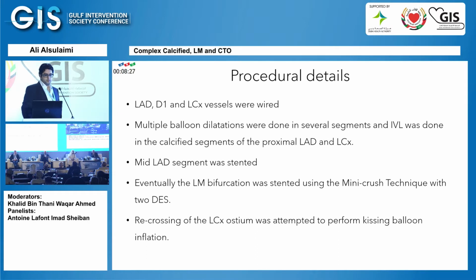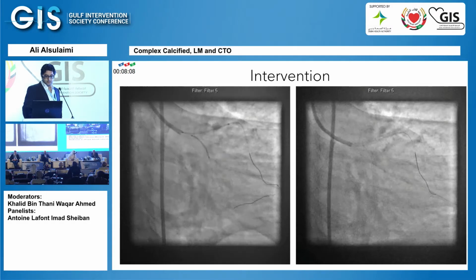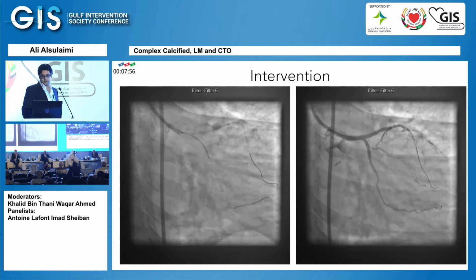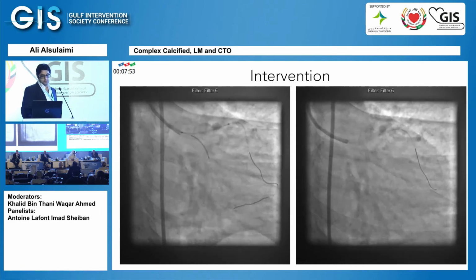And then we proceeded with stenting of the mid LAD segment. Eventually, the bifurcation was stented using the mini crush technique with 2 drug-eluting stents. And then we attempted to recross the side branch, which is the circ, and perform kissing balloon inflation. So this is the mini crush, 2 stents, one in the LAD left main and the other one in the circ. And then we had this initially, which it looks nice. Obviously, the wire in the circ is out because this is mini crush.